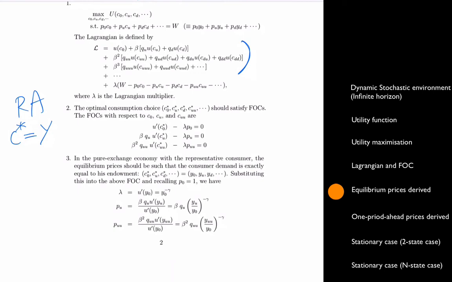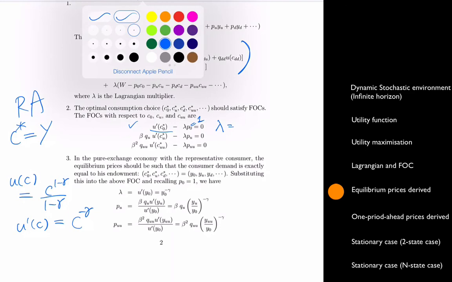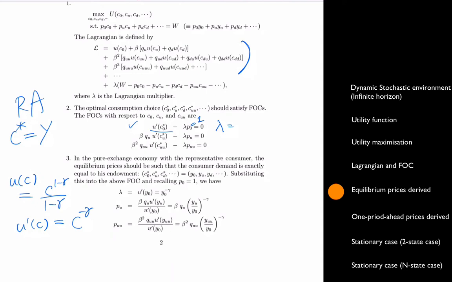Okay, let's assume that our U function is our familiar power utility with parameter gamma, so that U prime of C is simply equal to consumption amount C to the power minus gamma. Then we can derive the equilibrium prices. First of all, this first equation in the first order condition gives us lambda. So let's normalize the price of the date 0 good, P0, to be 1. Then this first equation implies that lambda is equal to U prime of C0, and the representative agent assumption implies that C0 is equal to Y0, CU is equal to YU, CUU is equal to YUU.